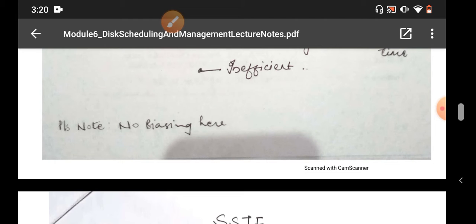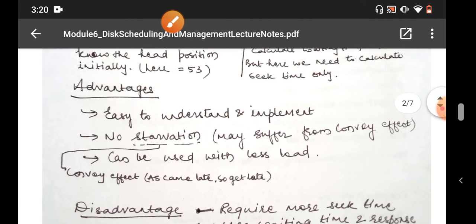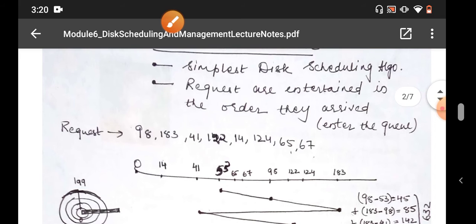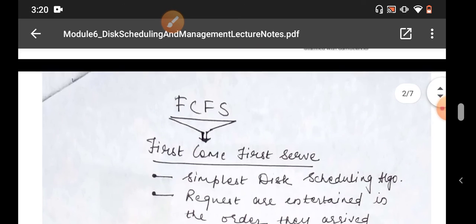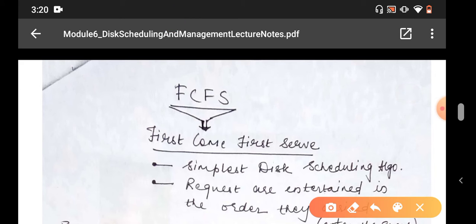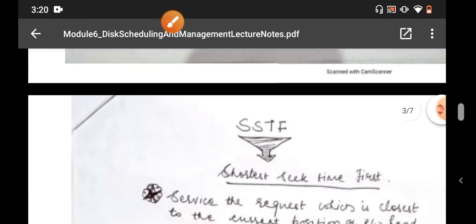Now please note, I have written over here, no biasing is done. No biasing in the sense that there is no biasing depending on the location or on the number of bytes to be transferred. Nothing is taken into effect. The only thing is that whosoever comes first, the request is served first. That's it. Quite simple and easy, but it's not efficient.